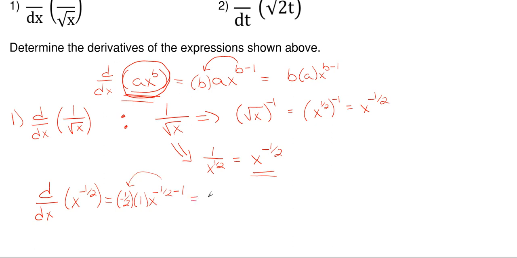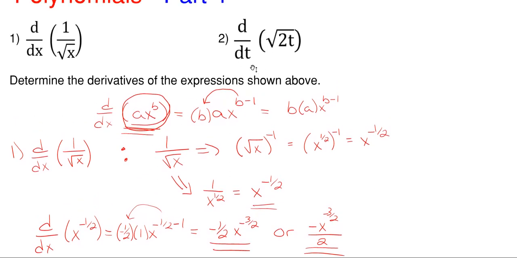So what we have going on here is -1/2 times 1, which is -1/2, times x to the -3/2, because 1/2 minus 1 is -3/2. And you could write it like this and leave it like that. Or you could write it like this, where we have minus x to the -3/2 all over 2. Same expression, just depends on how you want to write that answer. So that's how we do the first one.